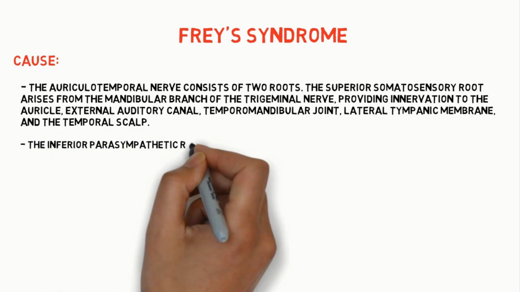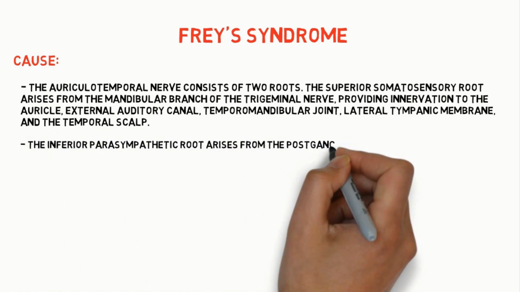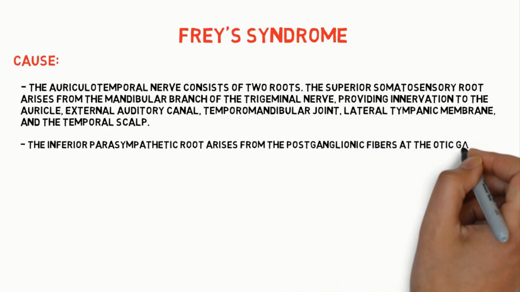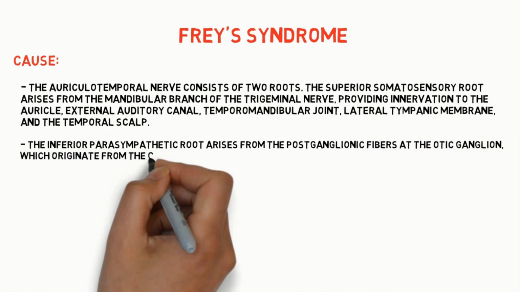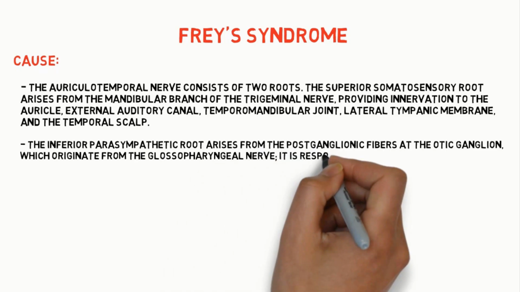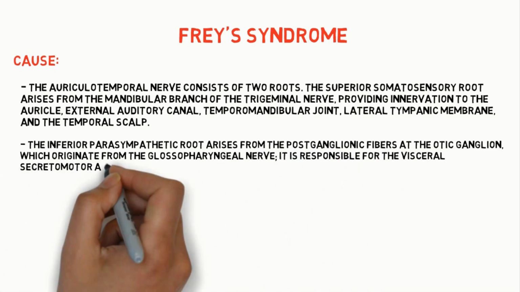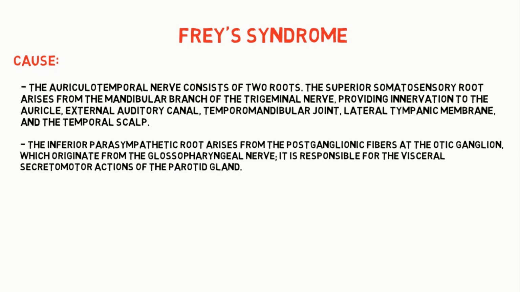The inferior parasympathetic root arises from postganglionic fibers at the otic ganglion, which originates from the glossopharyngeal nerve. It is responsible for the visceral secretomotor action of the parotid gland.